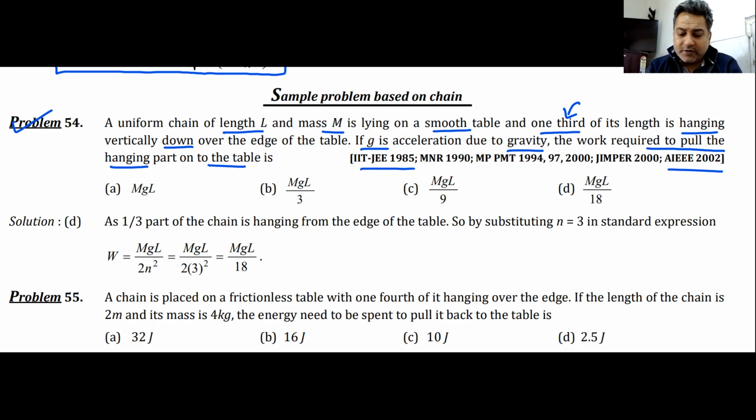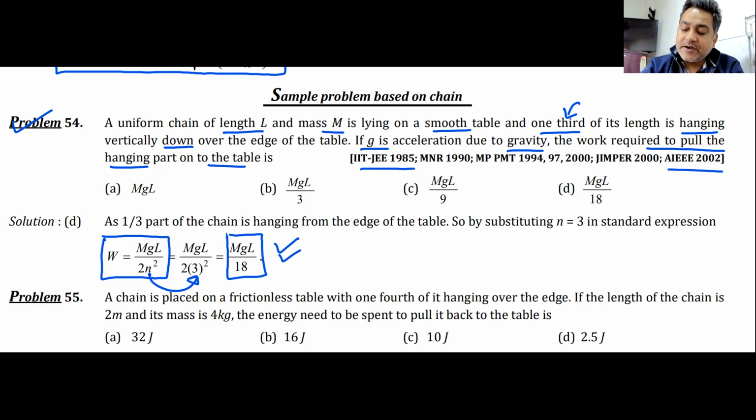So I hope all of you have done this. This is just a way to remember the formula and to apply it. What is the work done in lifting up this chain? It is simply mgl by 2n square. That is the formula that we have seen. Here the value of n is simply 3. Just put the value of n as 3 and you will get the answer as mgl by 18.